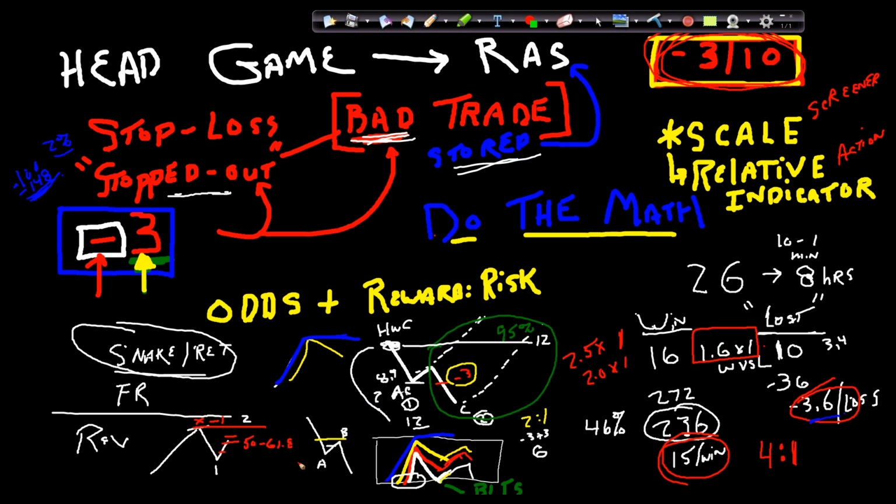We talk about what happens when you have a 5 pip pullback. You should allow what? At least 2 pips of pullback, of a hookback, before you exit the trade. Why is that?